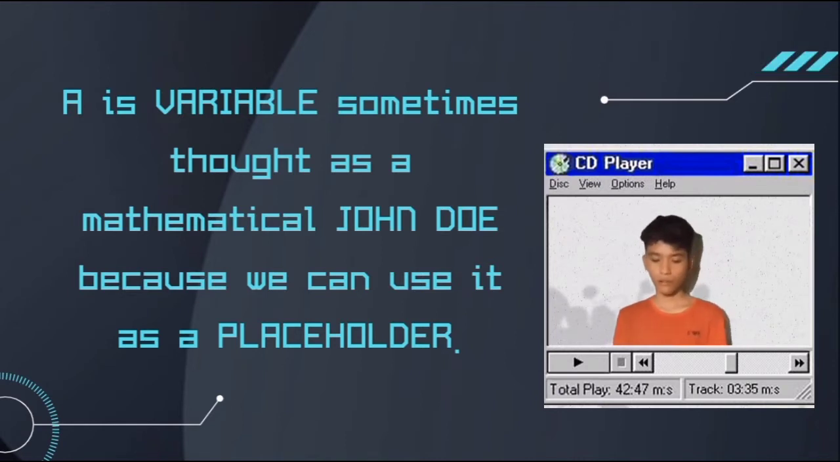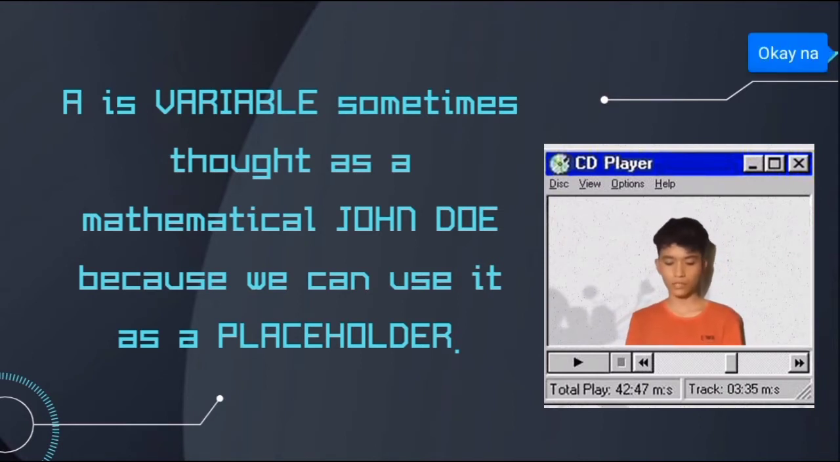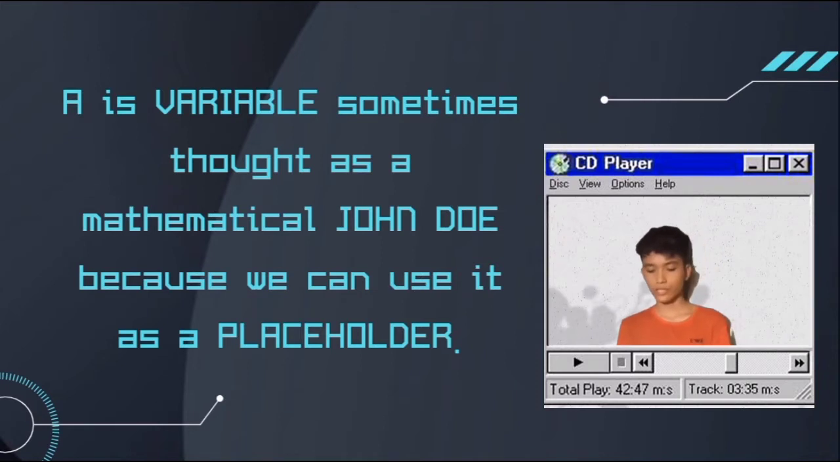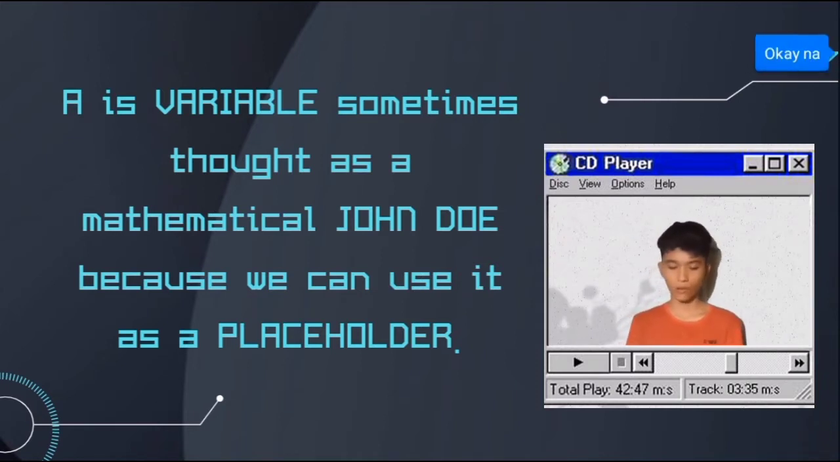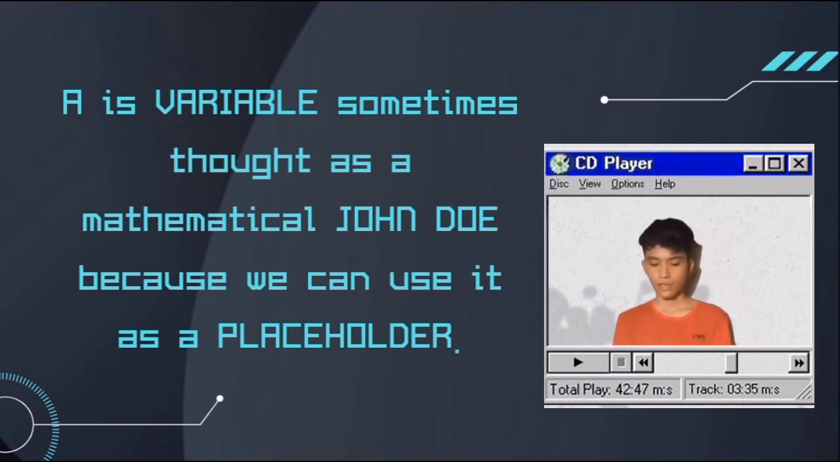Our topic is all about variables. Variables is something sometimes taught as a mathematical genre because we can use it as a placeholder. So what is a variable? A variable is a symbol that represents an unknown value. It is represented by a letter like x or y. We can also use any letters, but the x is the most commonly used.